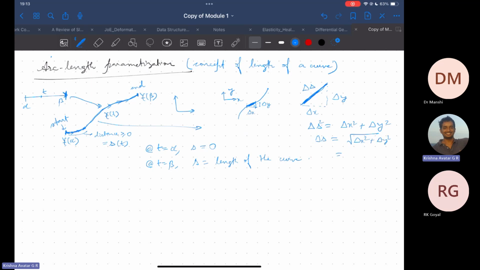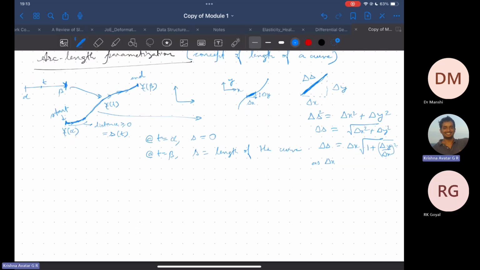And then we can take delta x as a common factor and we'll have delta x times the square root of 1 plus delta y by delta x whole squared, and that is our delta s. Now as delta x tends to 0, delta y by delta x tends to dy by dx, right? So it was a finite difference, a delta of s. Now it will become a differential. So it becomes ds is equal to dx times the square root of 1 plus dy by dx whole squared, right?